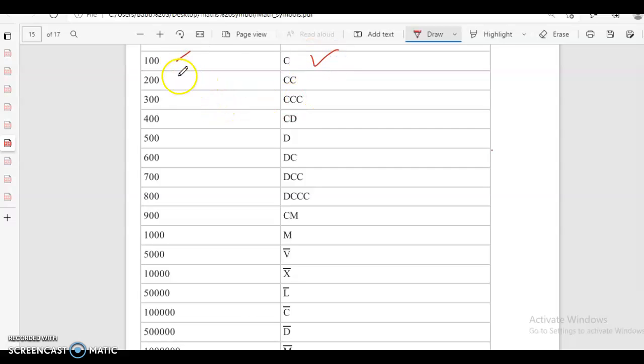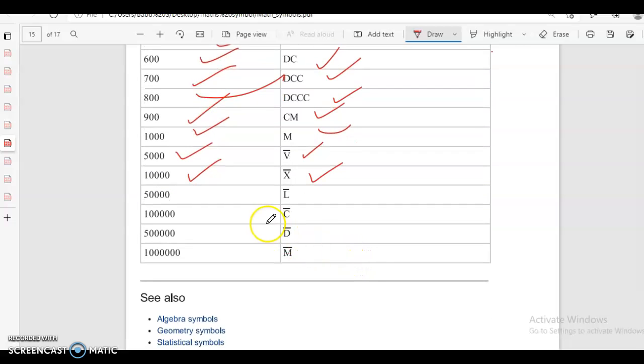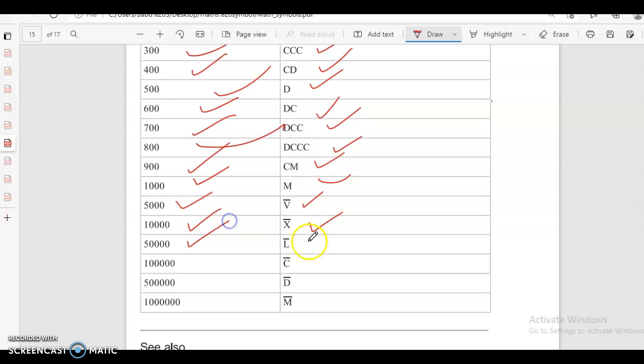Roman letter C you have already seen. 200 is CC, 300 is CCC, 400 is CD, 500 is D, 600 is DC, 700 is DCC, 800 is DCCC, 900 is CM, 1000 is M, 5000 is V with a bar, 10,000 is X with a bar, 50,000 is L with a bar, and then 100,000 is C with a bar.